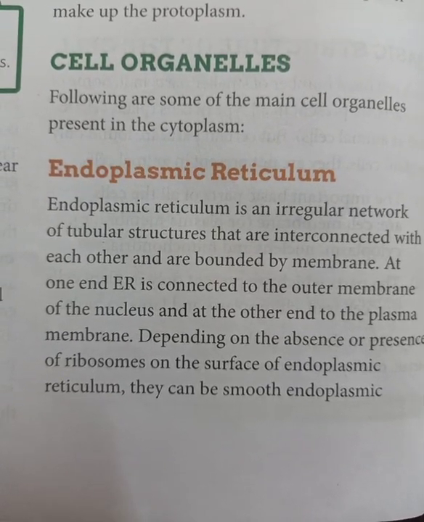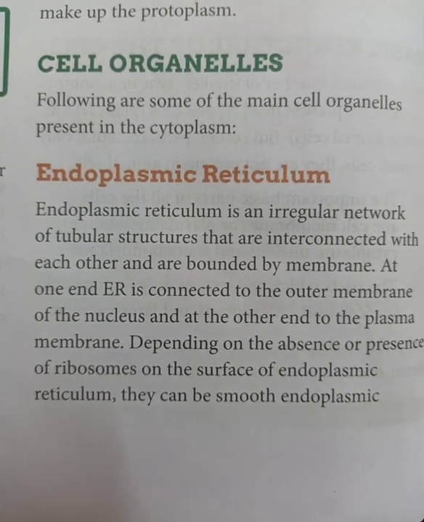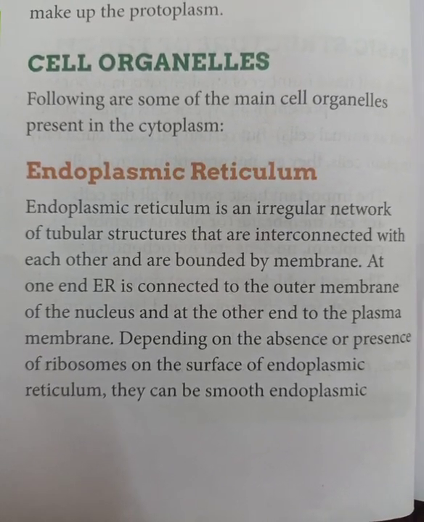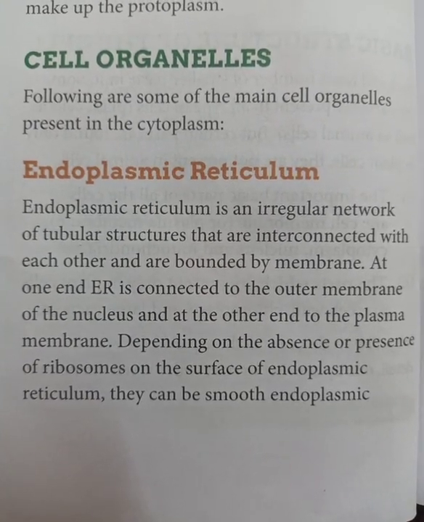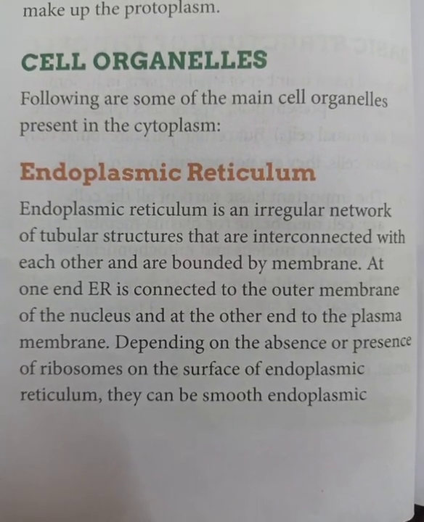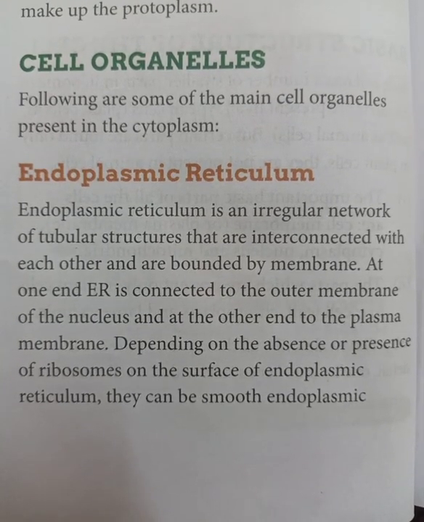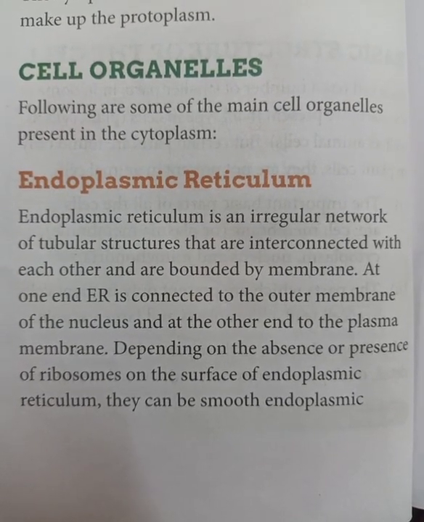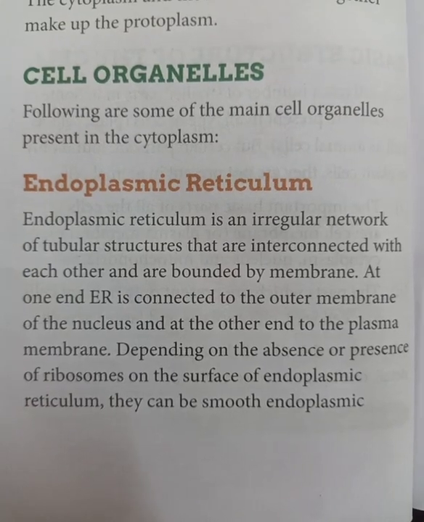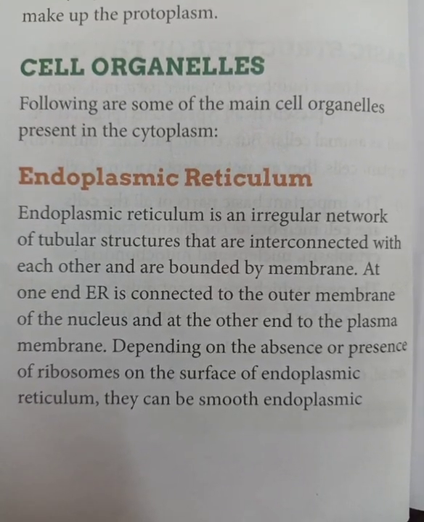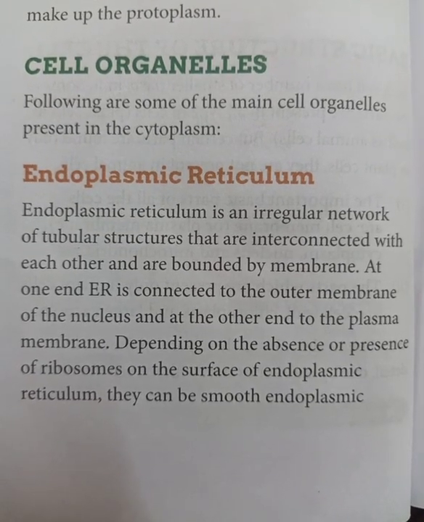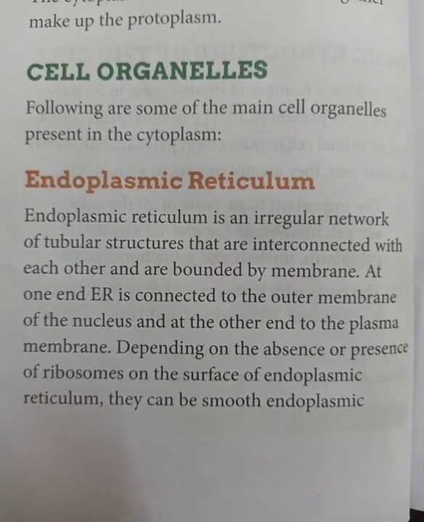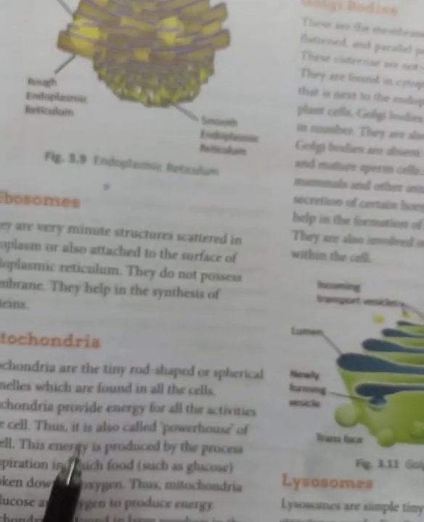the endoplasmic reticulum. Okay, as I told you that endoplasmic reticulums, they are of two types. One is the rough endoplasmic reticulum, second is the smooth endoplasmic reticulum. Rough endoplasmic reticulum is rough because on the outer surface it contains the ribosomes, and the smooth endoplasmic reticulum is smooth because it doesn't contain any ribosome on its surface. Okay, and after that we had discussed about mitochondria.